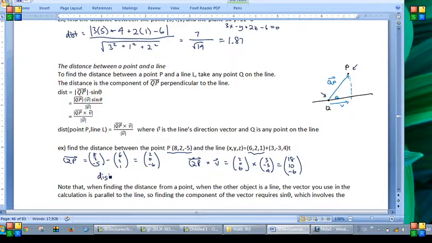So the distance is going to be the norm of that divided by the norm of our direction vector. And our direction vector was 3, negative 3, 4. When you say norm, you mean the magnitude, right? And by norm, I mean magnitude, yes. Okay. And so now it's calculator time.